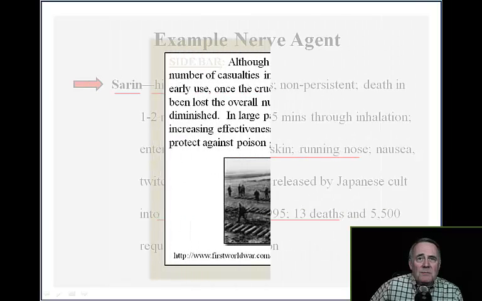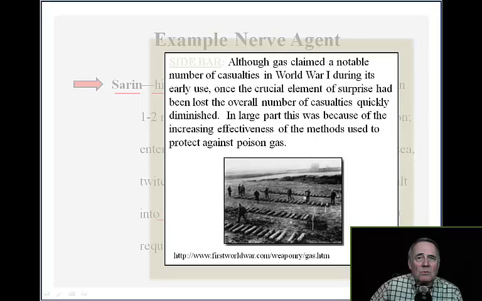Although gas claimed a notable number of casualties in World War I during its early use, once the crucial element of surprise had been lost, the overall number of casualties quickly diminished. In large part, this was because of the increasing effectiveness of the methods used to protect against gas poison.